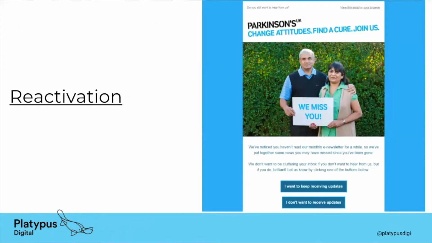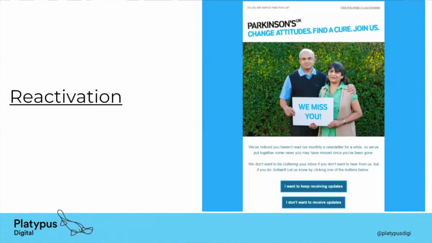You can also send out reactivation campaigns. So this is one sent out by Parkinson's UK. This means that if someone hasn't opened your emails for a little while, or hasn't taken actions on your emails for a little while, that kind of suggests they've gone cold. So you can send out campaigns to try to get those people back on board. It's giving them a chance to opt in to continue receiving your updates, and also a chance to unsubscribe, which is absolutely fine when people do unsubscribe. I'd say they're not interested in getting your content anymore.